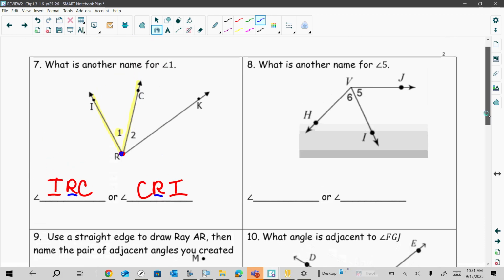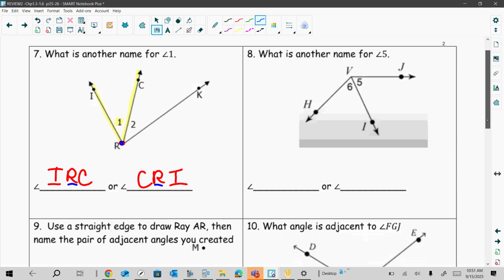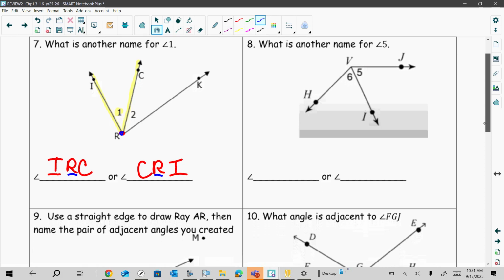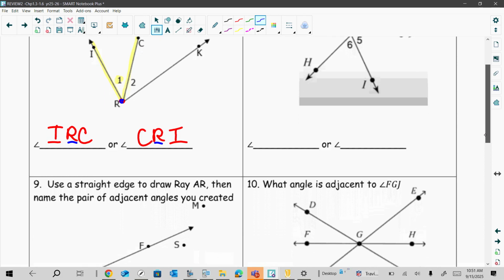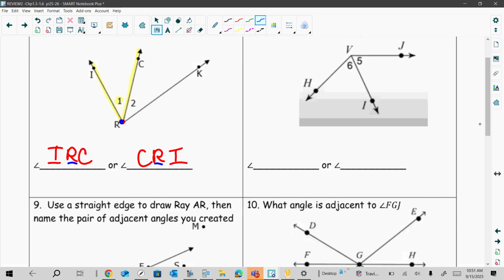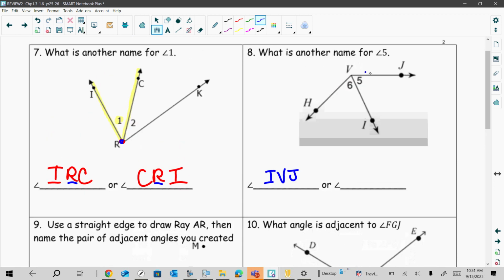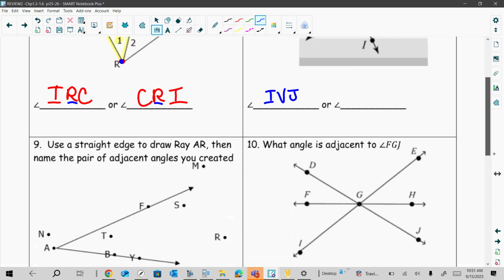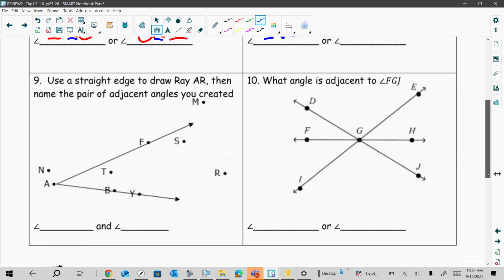So number 8 is just like number 7. Try to see if you can name angle 5 2 different ways. One of them should be VJ. If you need to highlight the rays to indicate the angle, you can.